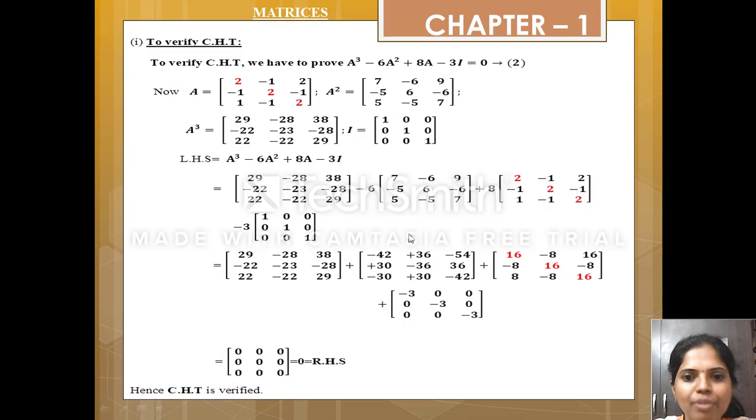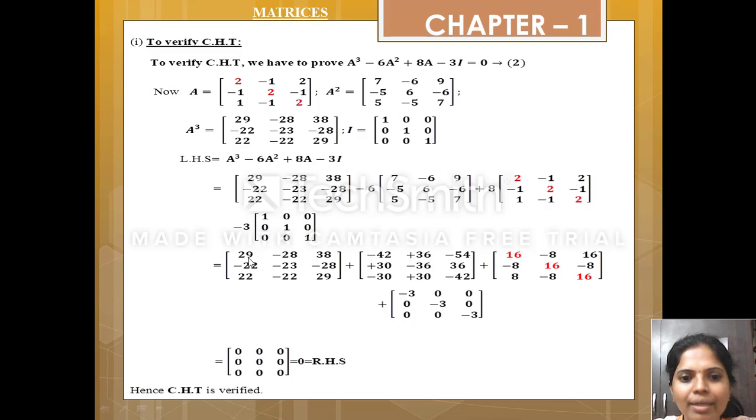Now we simplify. The first matrix you write as it is. In the next one, you multiply all elements by 6. Multiplying a matrix by 6 means you multiply each and every element by 6. So you're getting this. Similarly for the third one, you multiply by 8. For the last one, you multiply by 3. Now you simplify. How to simplify here? First matrix plus second matrix, third plus fourth. It means just add all the matrices.